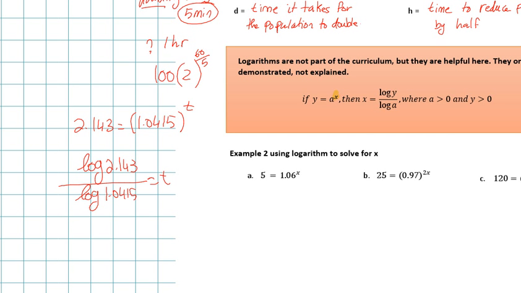If you remember how to. Okay, so if I want to look for the answer for example 2a, so 5 equals 1.06 to the power of x, we can sit down and do guess and check if you want, or we can do log.